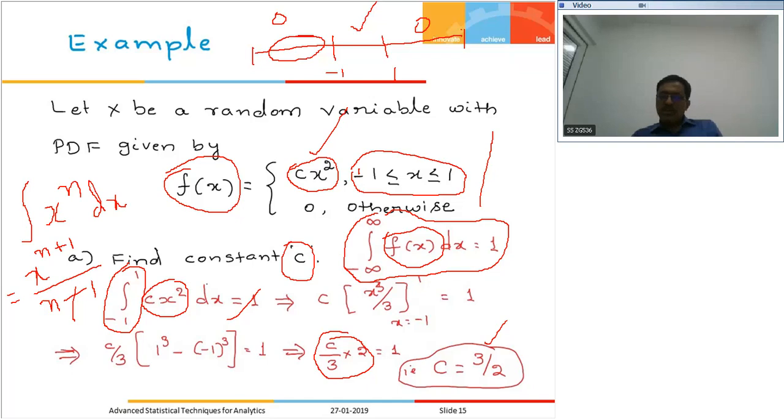I think this integration is very simple, only this formula. One more formula we may require, which I'll explain whenever it comes. So please make note of this formula.